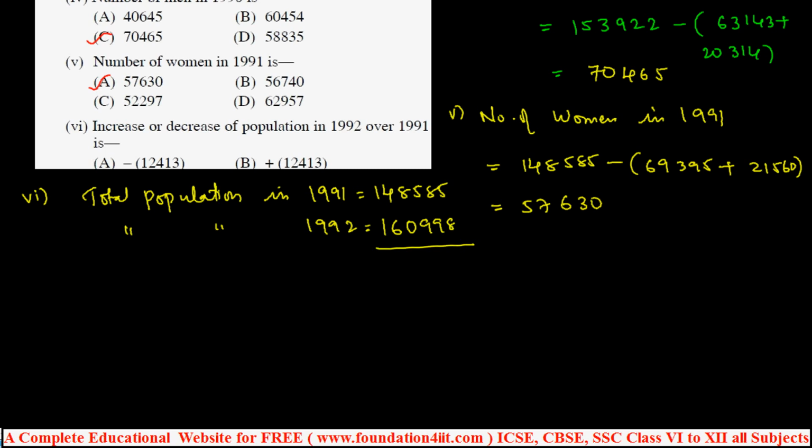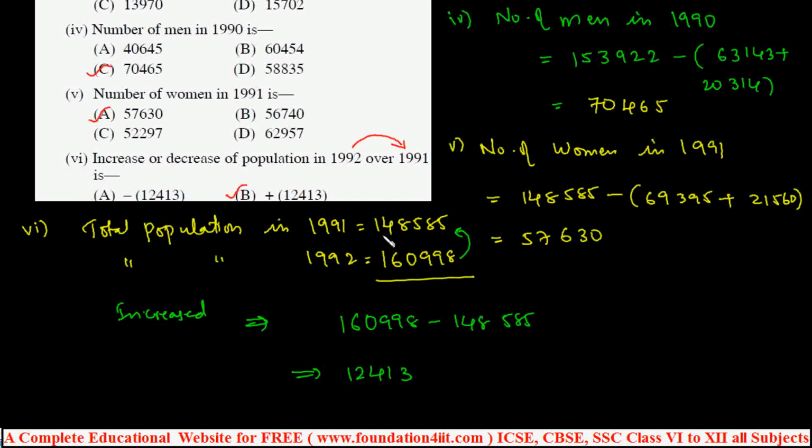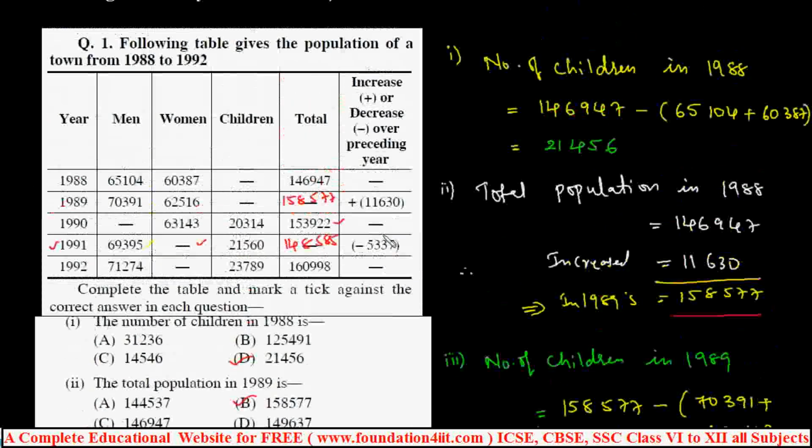1,60,998. So by observing, this is nothing but increased. But how much increased means this minus this. Big number minus small number. So 1,60,998 minus 1,48,585. Do the subtraction, 12,413. This is option B straight away. So plus, it is because of increase from 91 to 92. They are asking 92 over 91. So it's increased, right?